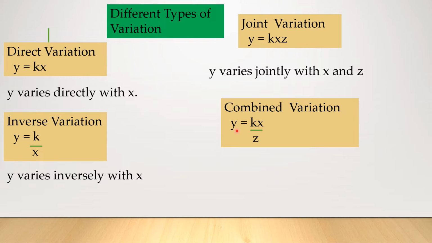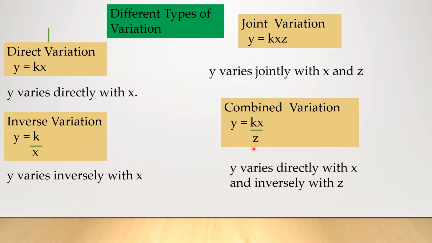We have here a combination of direct variation and inverse variation. This is y is equal to kx. That's the direct variation. And then over z, which is the inverse variation, because the other variable here is in the denominator. And that is y varies directly with x and inversely with z.